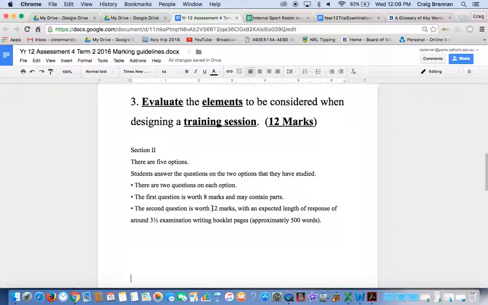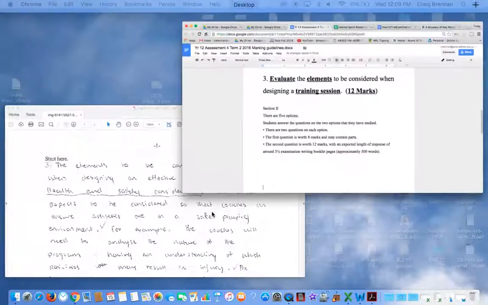The second question is worth 12 marks, which is what I'm talking about here, with an expected length of response of around 3.5 examination writing booklet pages or 500 words. So for this answer, being a 12 marker, you need to be writing about 500 words. So the quality of your response needs to be detailed. You need to have supporting examples in there as well. So there's a few things that are required in this response.